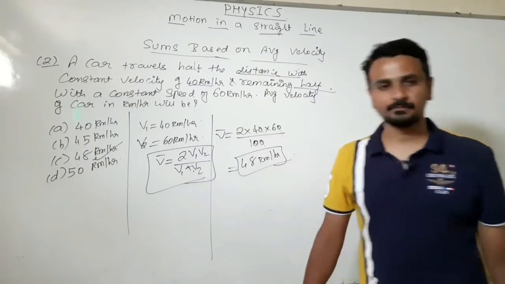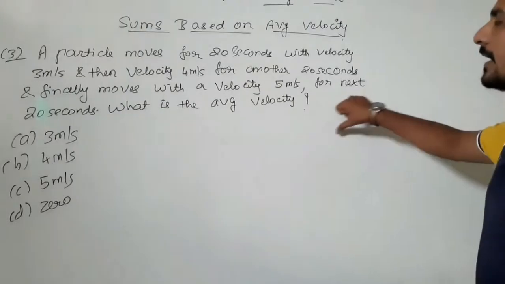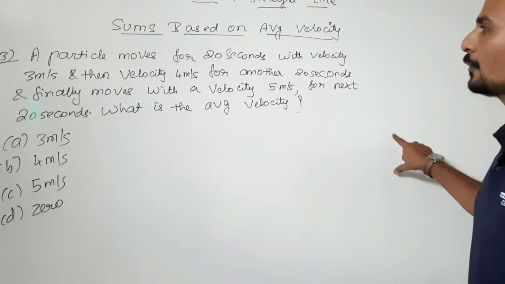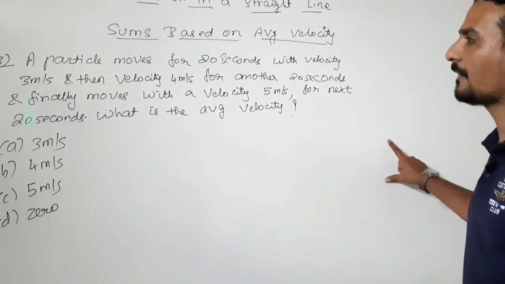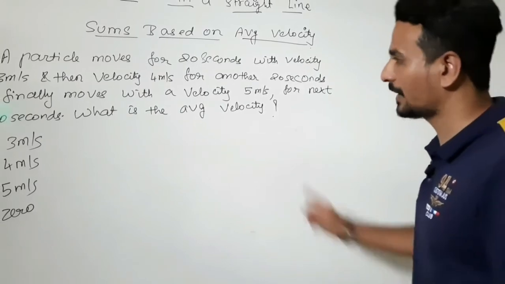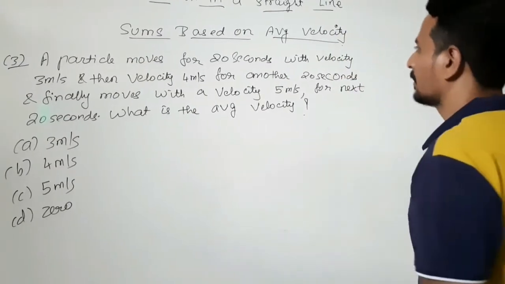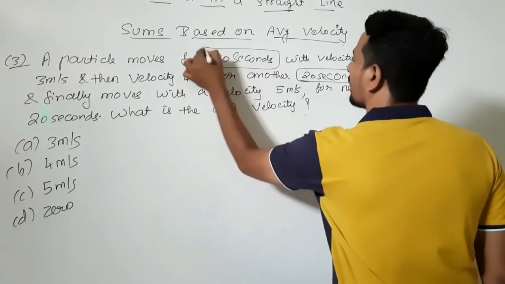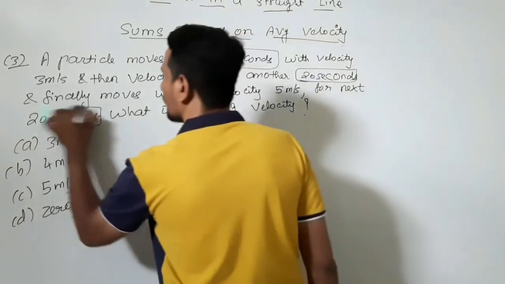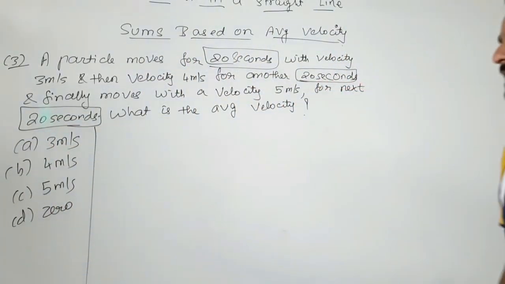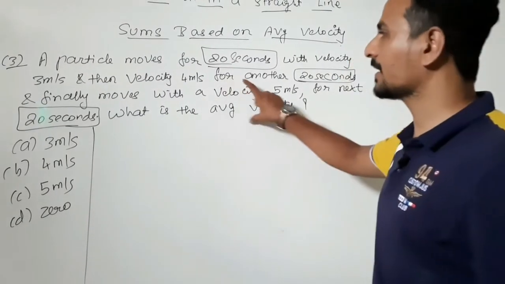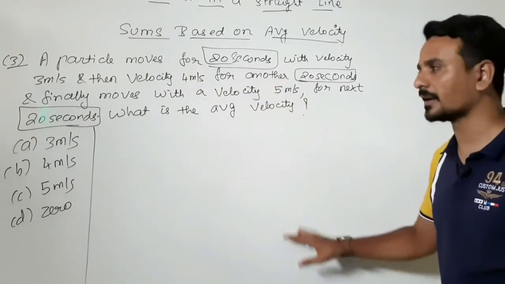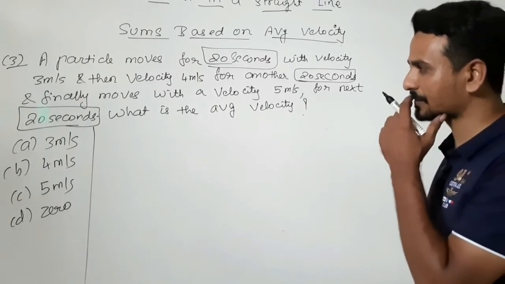Let us solve one more question. In this question, a particle moves for 20 seconds with velocity 3 meter per second, then velocity 4 meter per second for another 20 seconds, and finally moves with a velocity of 5 meter per second for the next 20 seconds. So, in this question, time intervals are the same, right? First 20 seconds, another 20 seconds and again 20 seconds. You have to find the average velocity. In this question, they have not mentioned anything about the distances, right? So we cannot use the formula 2v1 v2 upon v1 plus v2 or 3v1 v2 v3. That will not be the formula to be used here.